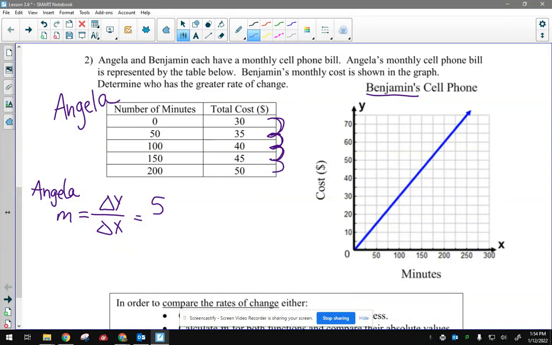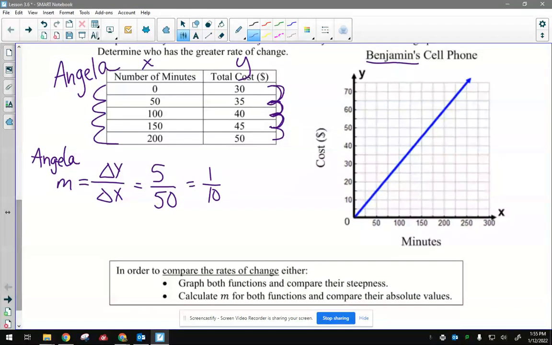Okay. And what is my change in X, Henry? Your change in X is 50. So what is the rate of change? Kate, 1 over 10. 1/10, right? Can you tell me what that means, Kate? Well, it would mean that for every 10 minutes, $1. Oh, yes, you got it. So this is your X and this is your Y. Change in Y, that's $1 for 10 minutes. Okay? All right, let's do Benjamin now.